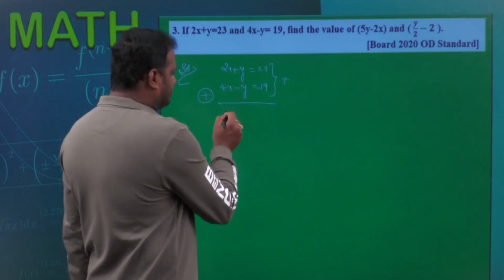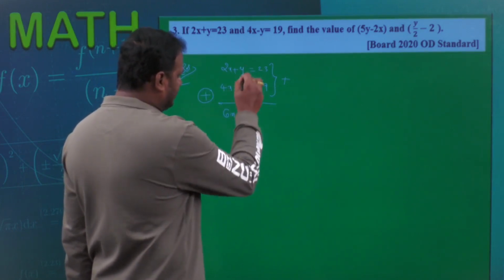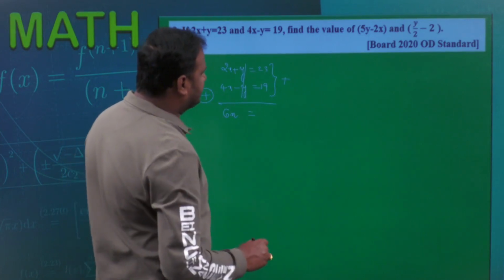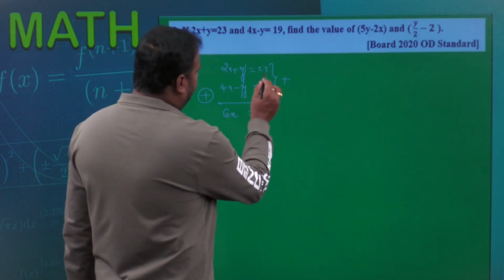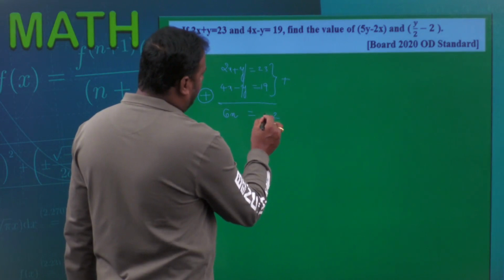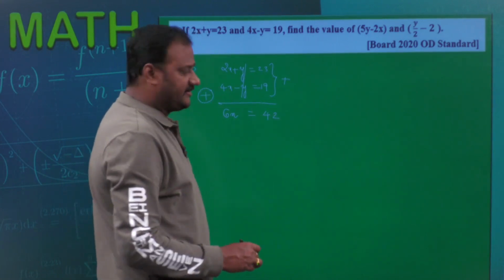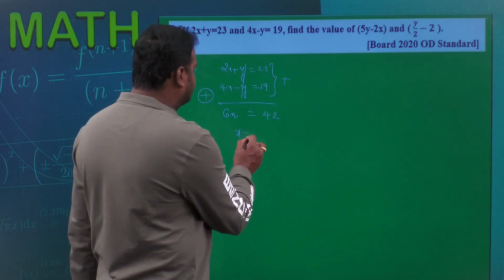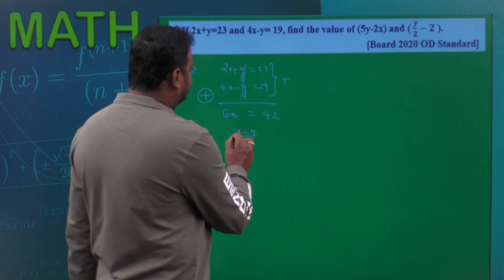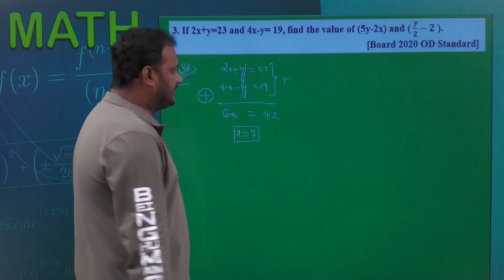So 2x plus 4x is equal to 6x. These two get cancelled. 23 plus 19 is equal to 42. Therefore, the value of x is equal to 7. How much are 42? 6 7s are 42. I got the value of x.